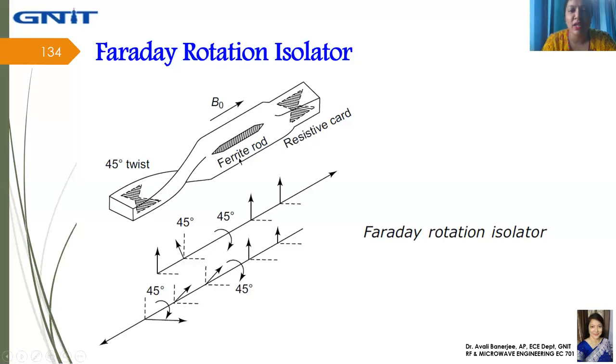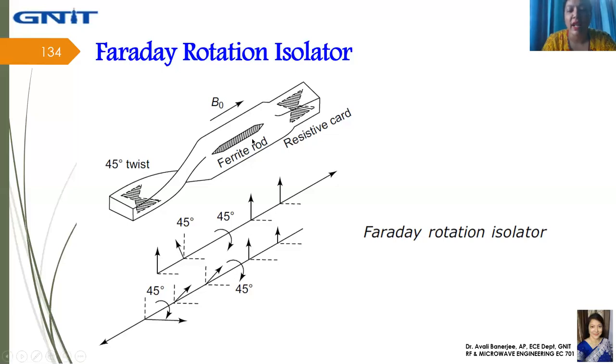This is shown in the figure. This is the tapered resistive card, and that is the ferrite rod. It is mounted here, parallel to the broad wall of the rectangular waveguide. This is the rectangular waveguide. Now the dominant TE10 mode does not get attenuated during transmission and is rotated by 45 degrees at the twist output, and enters the circular waveguide through the rectangular to circular waveguide transition as the TE11 mode.